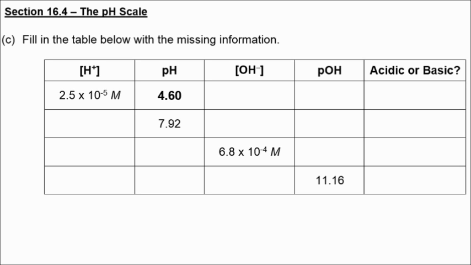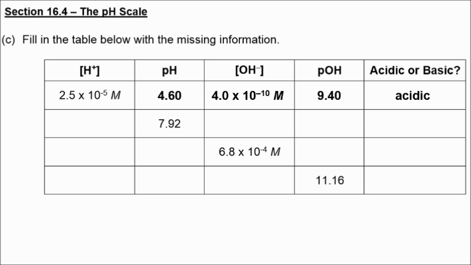To figure out the concentration of hydroxide, we could do 10 to the negative 14 divided by 2.5 times 10 to the negative 5, and that math would give us 4.0 times 10 to the negative 10. The pOH is 14 minus 4.60, so we get 9.40. Another way you could have gotten the concentration of hydroxide is you could have just figured out the pOH and then done 10 to the minus 9.40 on your calculator. This solution is less than 7 as far as the pH is concerned, so it is acidic.